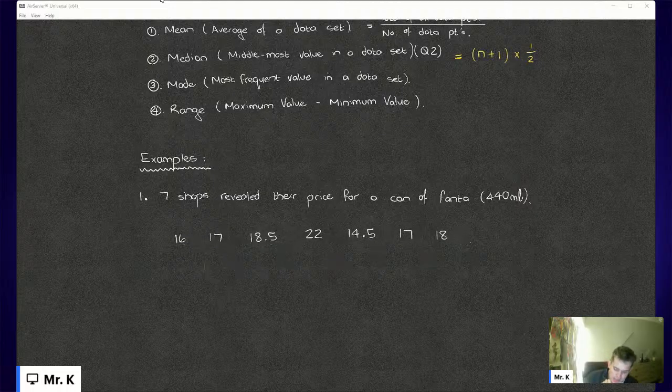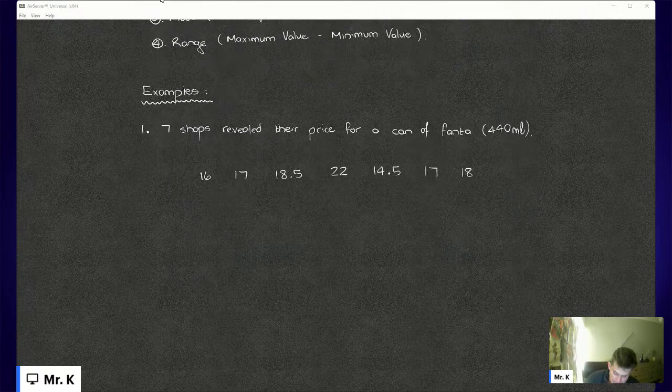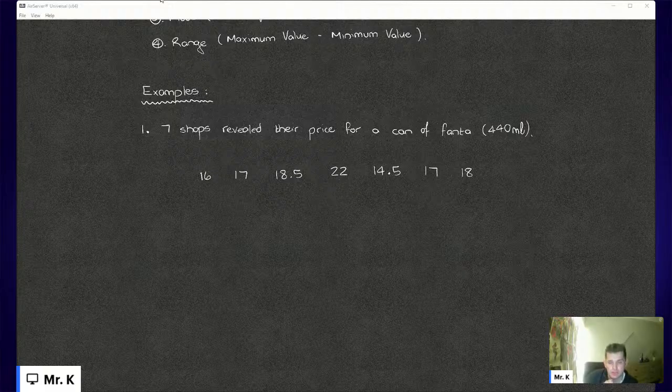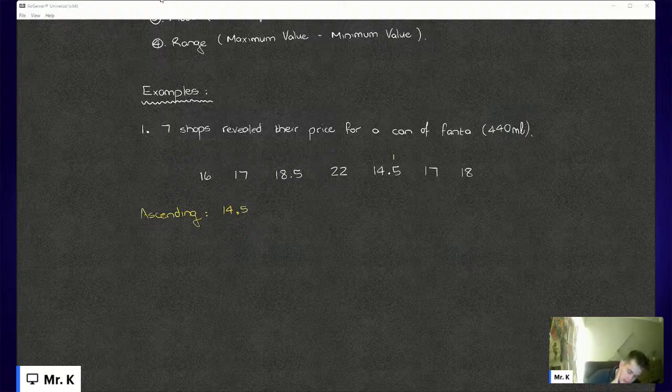We need to calculate the 4 measures for this data set. Now, my recommendation to you grade 9s is to always put your data into ascending order. What is ascending order? From smallest to biggest. So what is the cheapest can of Coke? It is the 14 Rand 50 can that we see over here. Now you can either cross out through the original list, or you can just tick it nearby to show that you've included it, which I think is better.